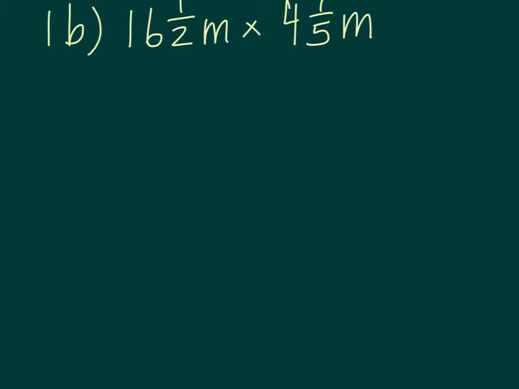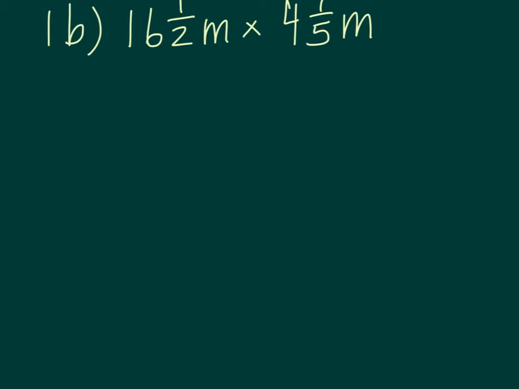Let's look at 1B. The problem is asking us to find the area of 16.5 meters by 4 1/5 of a meter. Pause the video and think about whether an area model would be more efficient or if we should just convert these mixed numbers into improper fractions and multiply. What would be a more efficient strategy?